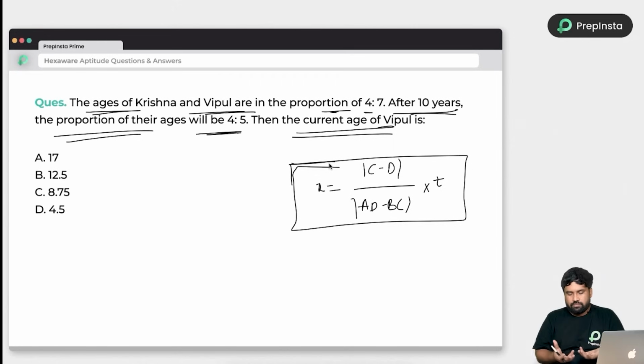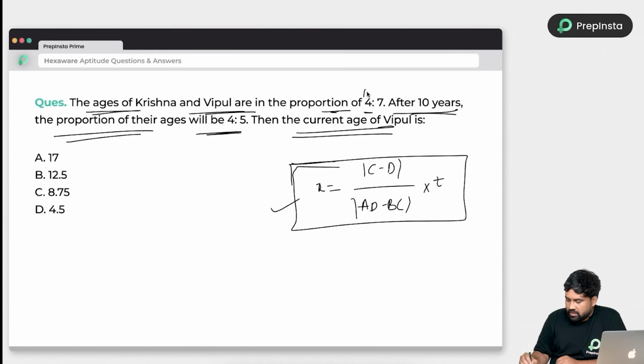Actually, in problems on ages, it depends. Sometimes we will use a formula, sometimes we will use theoretical concepts, sometimes we will use regular methodologies. So you need to know for which problem which is the best to do in less time. So for this problem, this formula is easy.